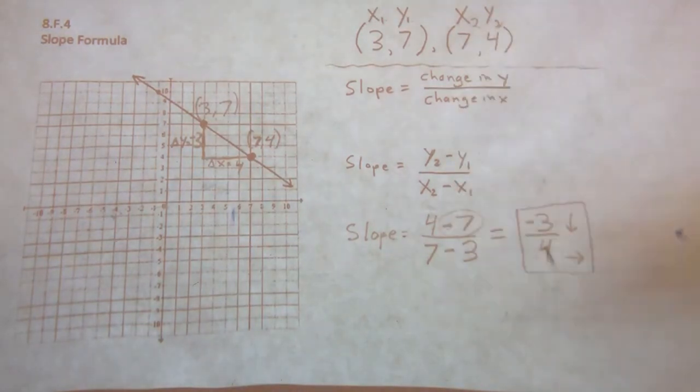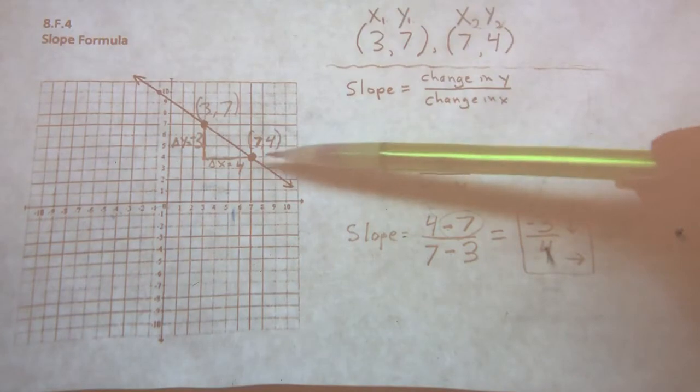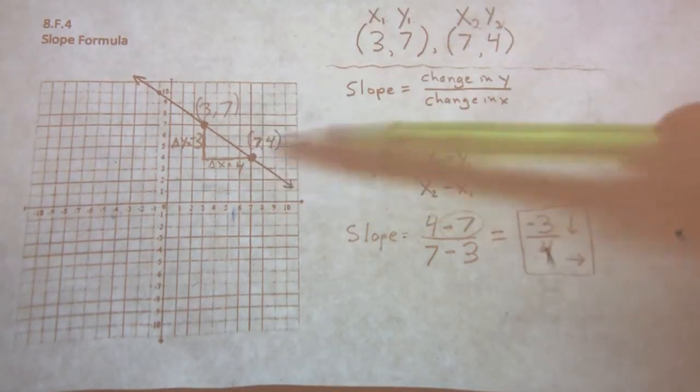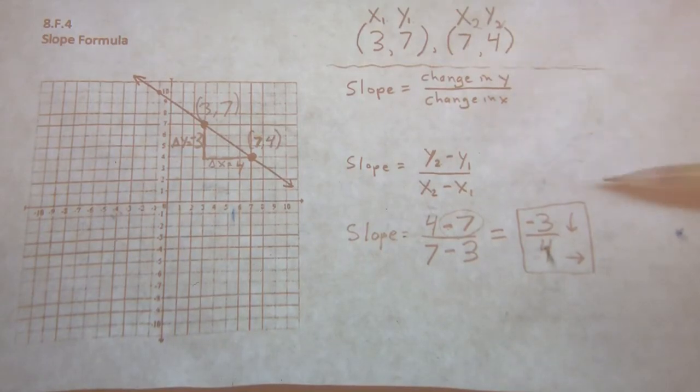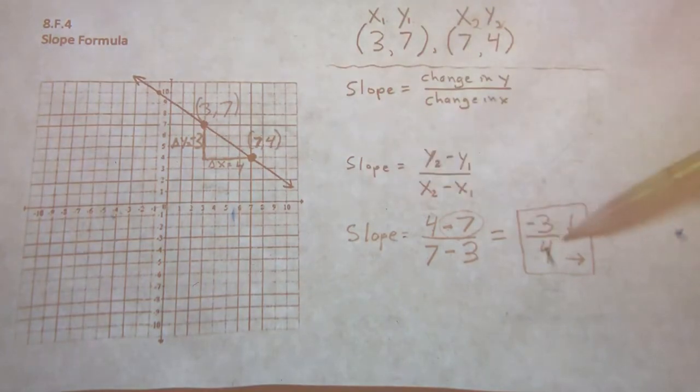So again, using the slope formula is great when you don't have the graph. You only have coordinates, or just when you would rather use the coordinates, just calculate the slope. But again, always think about what you're finding, right? The slope of a line, how it's moving.